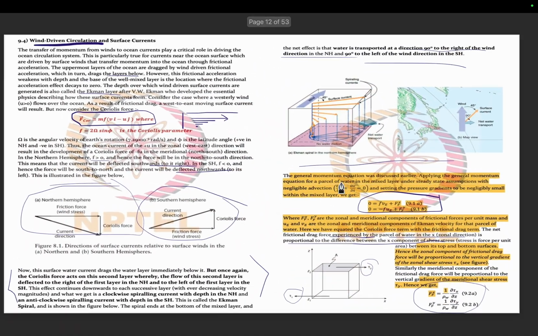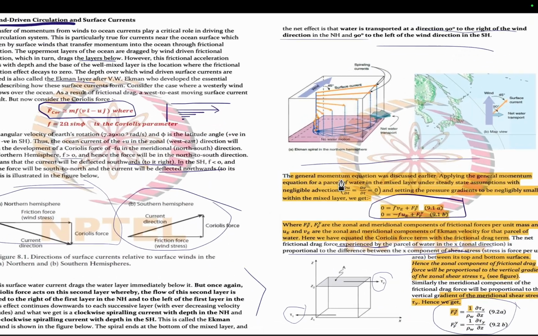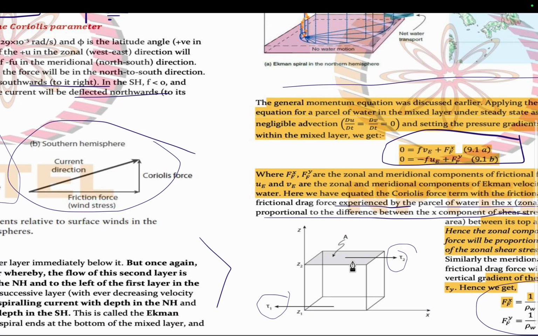Here you can see this tau x, here there is air, and tau x is when there is a drag force, tau x s. At the bottom there is no drag force, this becomes 0.